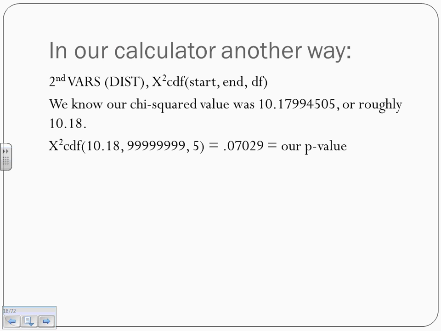All right, in our calculator, another way that you could find it if you just wanted to find the p-value. I don't do this as often because I think it's pretty easy just to put it all in the data. But if we know our chi-squared value, we could do a chi-squared CDF and do your 10.18 to infinity and your degrees of freedom of 5, and you could get your p-value there.